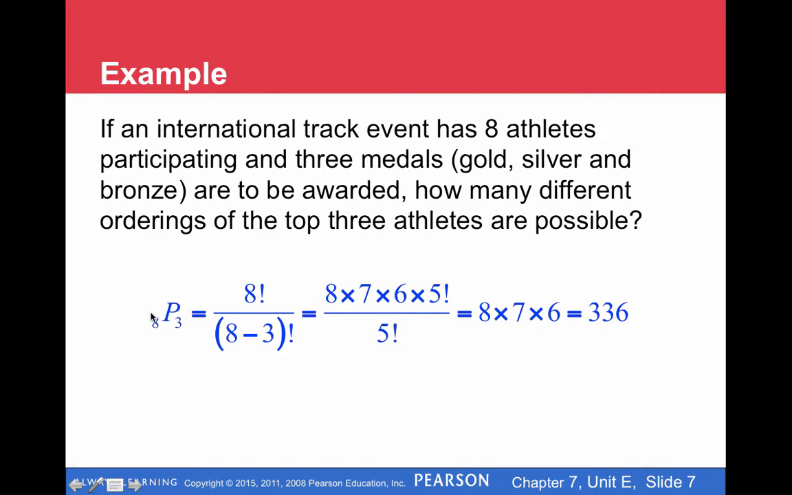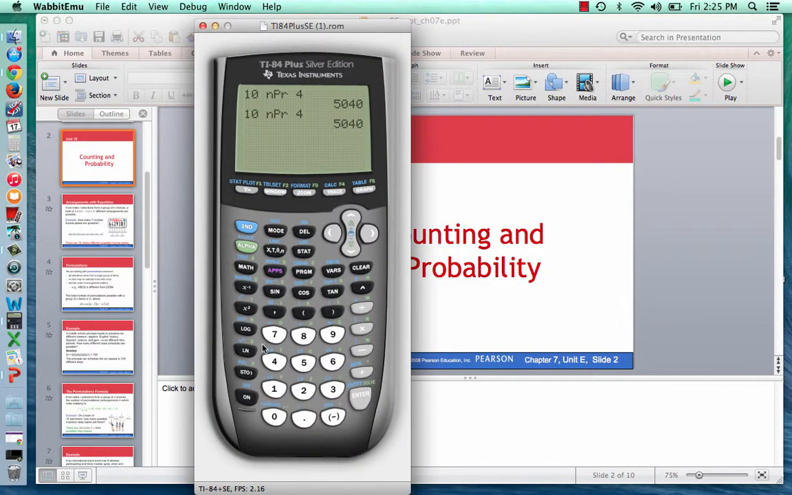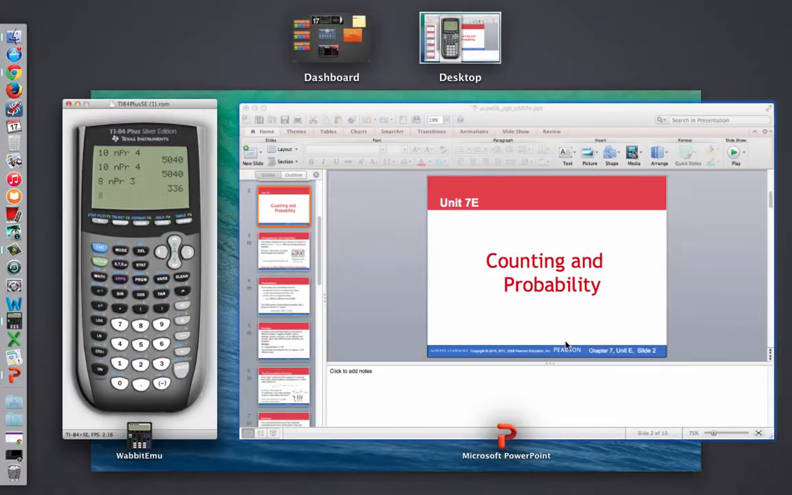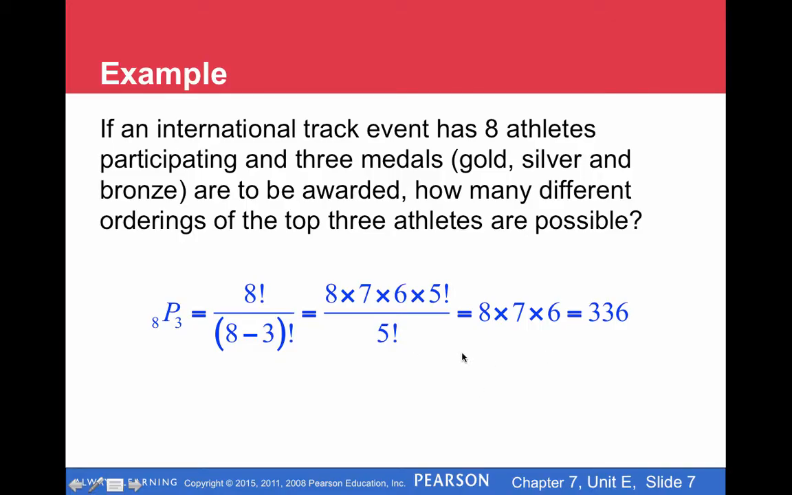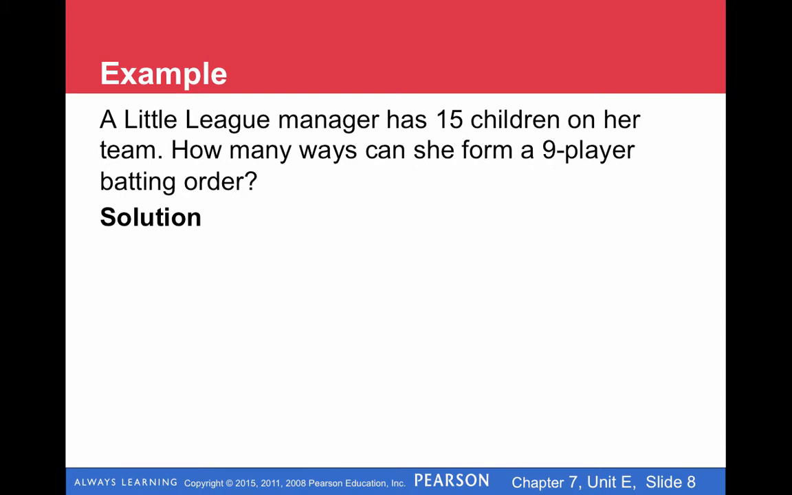So this means we're going to do our permutation formula here. We're choosing 3 from those 8 things. I'll show you the math in the calculator. We would start with the number 8, go to math, over to permute. Pick that function. We want 3, and 336 ways. And this is showing the math of the formula. There are 336 different orderings of the top 3 athletes.